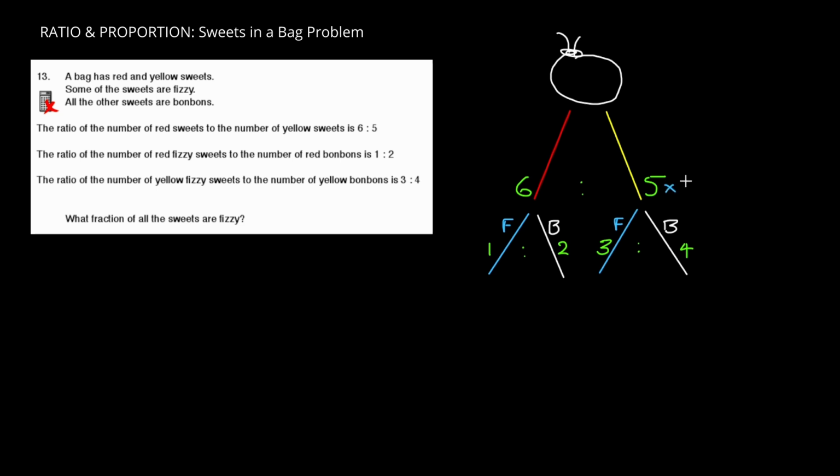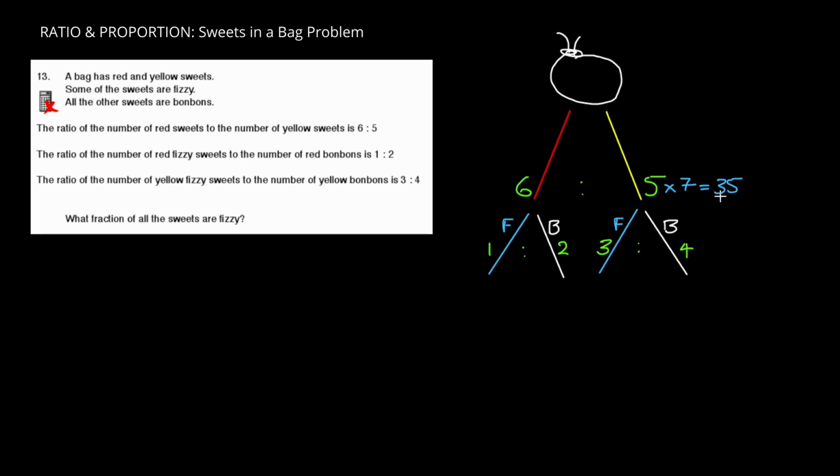If I multiply that by 7, I have 35 sweets here. Now 35 split into 7 compartments means 5 sweets in each compartment. 3 compartments are fizzy, so that's 15 sweets, and 4 compartments are bonbons, and that will be 20 sweets. 15 fizzy, 20 bonbons, 35.